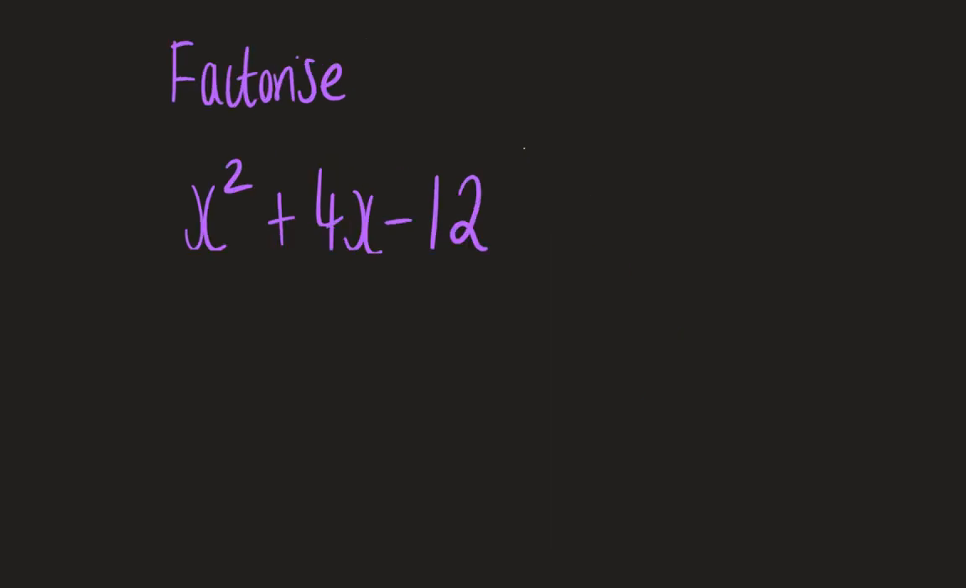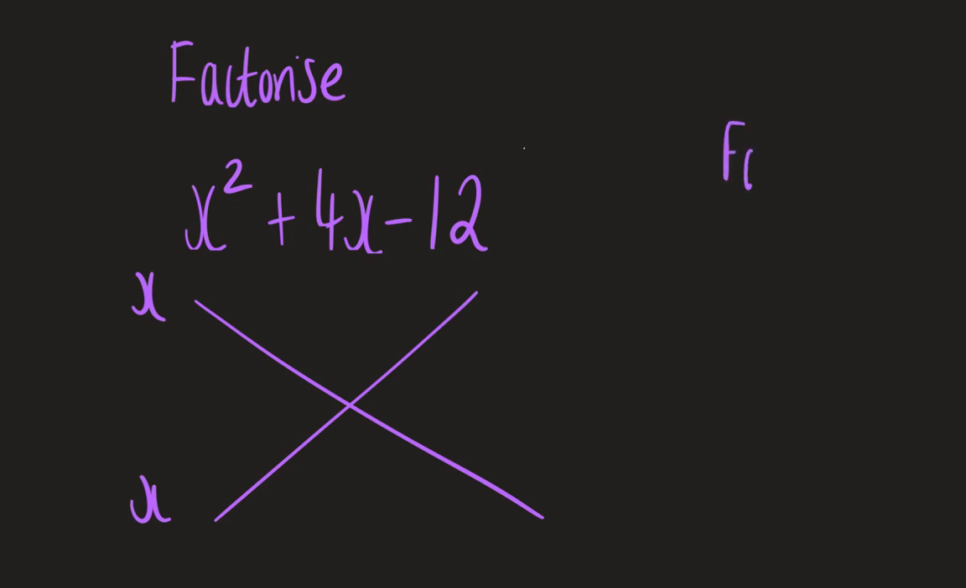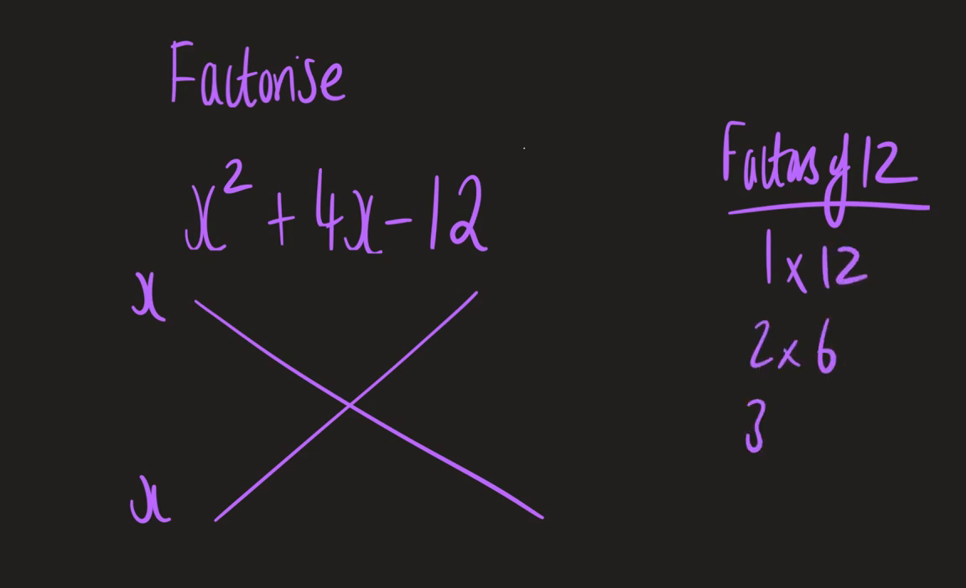Okay, next one. Now, we're looking here for two numbers that multiply to give me a negative and add to give me a positive. So, same steps, cross, x, x, factors of 12. What are they? We've got 1 times 12, 2 times 6, 3 times 4. Now, because they multiply to give me a negative, we know that only one of the numbers is going to be negative, and the other one is going to be positive.